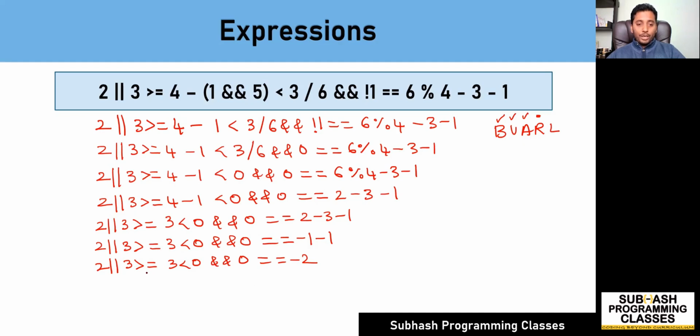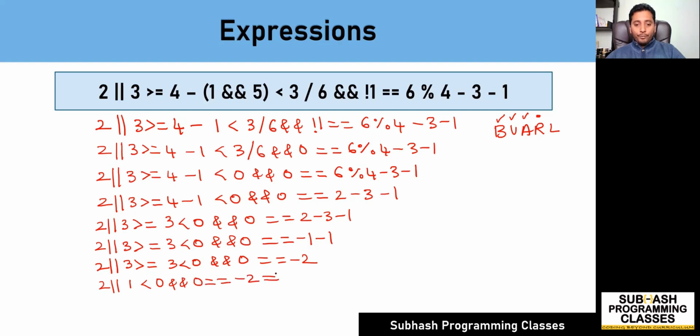Let me first evaluate the high priority operators. Among these 3, greater than or equal to and less than have the high priority, and equal to has the second priority. Out of these, I will have to evaluate greater than or equal to, because this comes first from left to right. Correct? So let me evaluate that. It becomes 2 or with 3 greater than or equal to 3, which will result in a true value. It is not greater, but it is equal to. Then I keep less than 0 as it is, and with the 0 equal to minus 2.